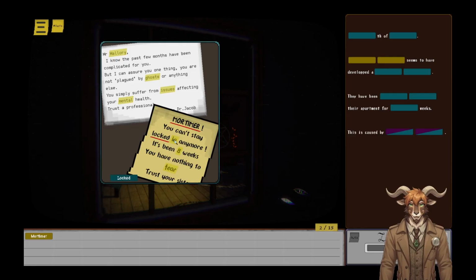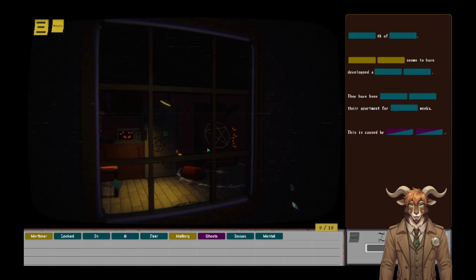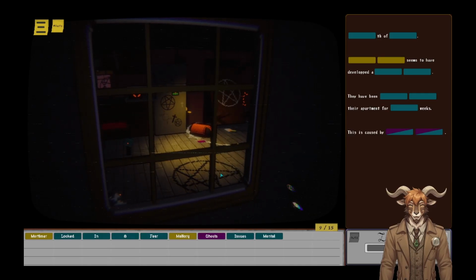Mortimer, you can't stay locked in anymore. It's been 8 weeks and you have nothing to fear. Trust your sister, must be. Mr. Mallory, I know the past 3 months have been complicated by you, but I can assure you one thing, you're not plagued by ghosts or anything else. You simply suffer from issues affecting your mental health. Trust a professional. Dr. Jacobs.